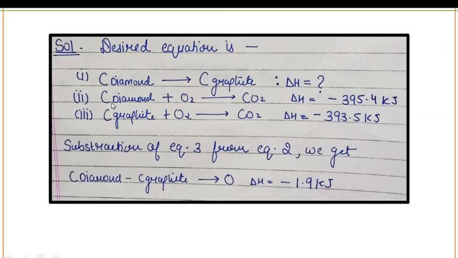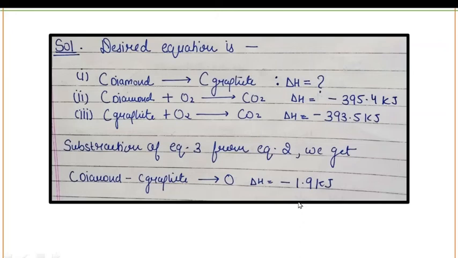First of all, the equation for diamond will be this: carbon diamond plus O2 will react and form carbon dioxide. The delta H value is given as minus 395.4 kilojoule. Similarly, in case of graphite, the delta H value is given as minus 393.5 kilojoule. When you subtract equation 3 from equation 2, we will get carbon diamond minus carbon graphite equals 0, and you will get the answer as minus 1.9 kilojoule.